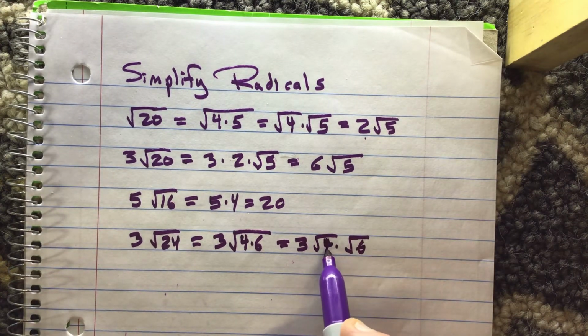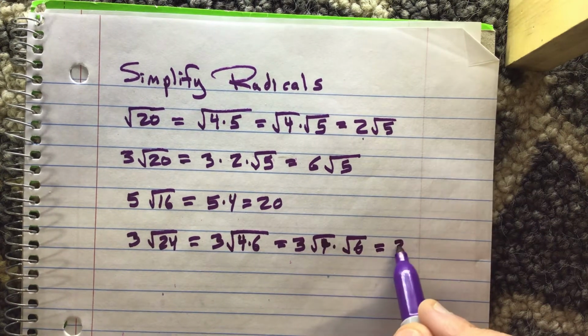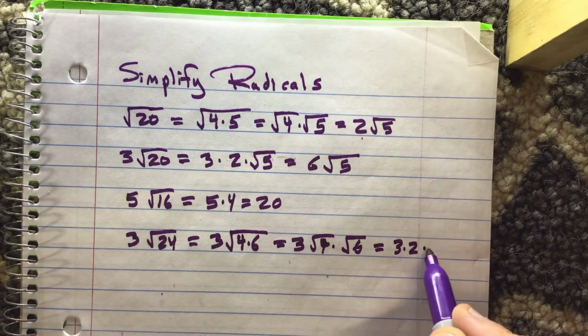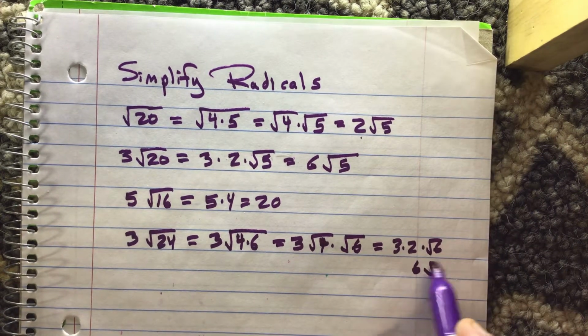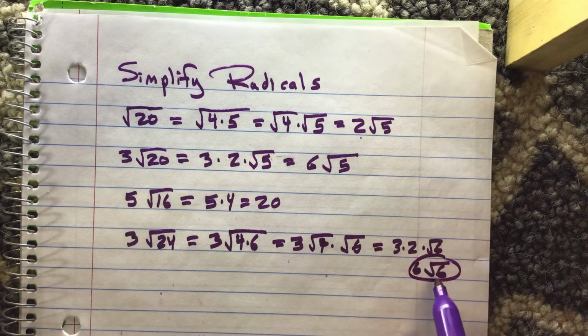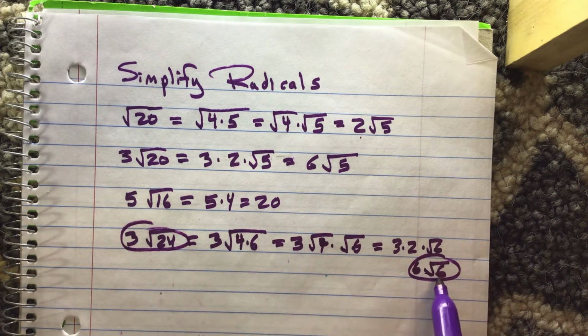And this is a perfect square. It's exactly 2 times 2. So we can say the square root of 4 is 2. So we have 3 times 2 times the square root of 6. And 3 times 2 is 6. So we have 6 square root of 6. So this is the same thing as this. It's just broken down into a smaller radical. Okay, so that's simplifying radicals.